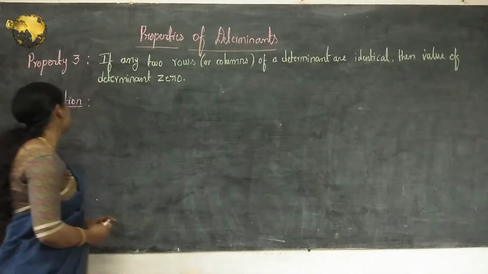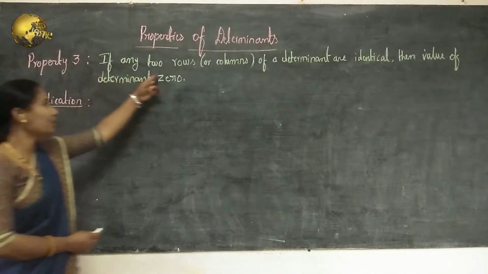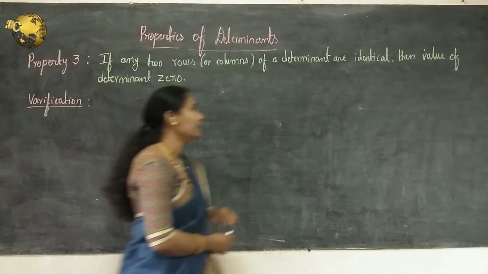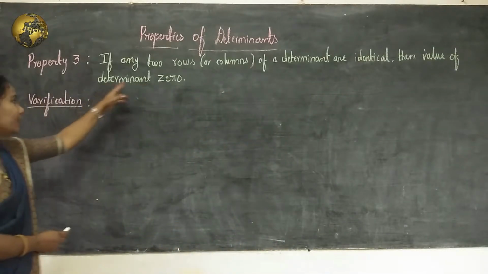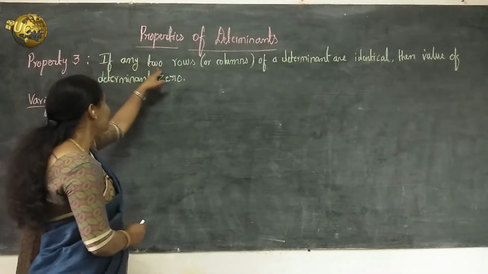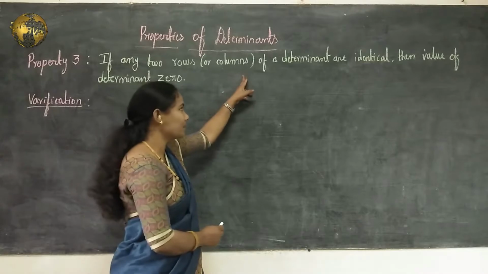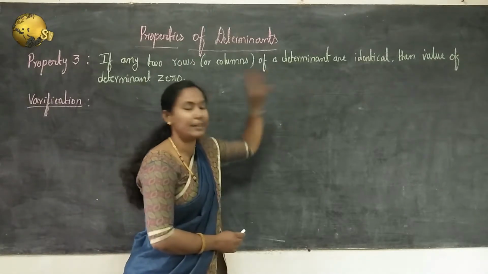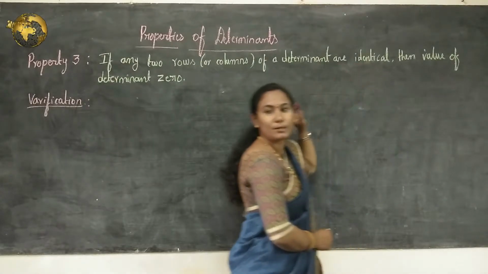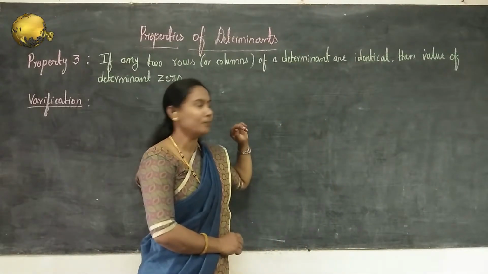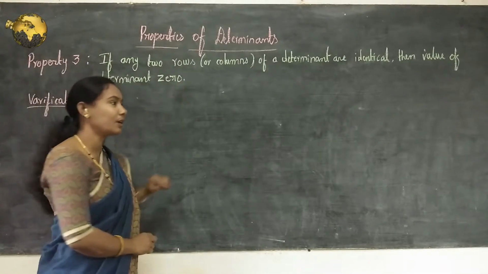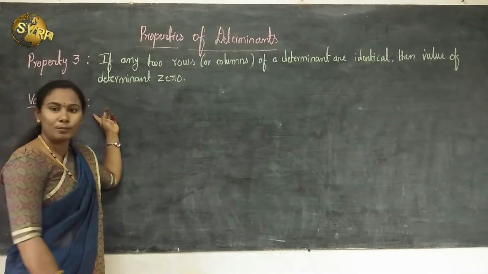The next property is: if any two rows or columns of a determinant are identical, then the value of the determinant is 0. What do you mean by identical? Here the corresponding elements are the same. Then the value of the determinant is 0. Let me verify that property here.